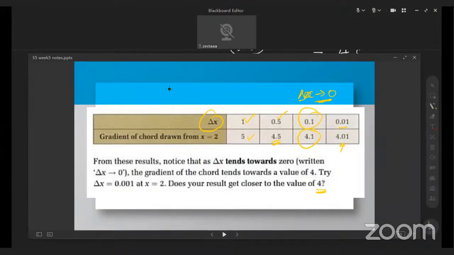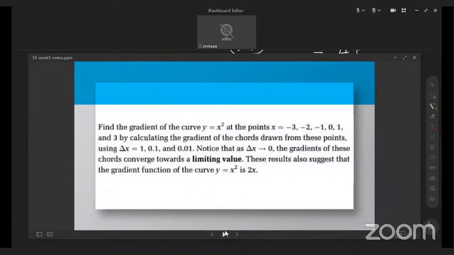So when you have your code and you try to keep on drawing those different tangents, as the X keeps on moving downwards to 0, you realize that your gradient will also tend to a value of 4. So this is where we bring in this option of limits here. For this graph, by calculating the gradient of the chord using these small changes in X, we notice that as the change in X tends to 0, the gradient of the chord converges towards a limiting value. And here the limiting value was 4.